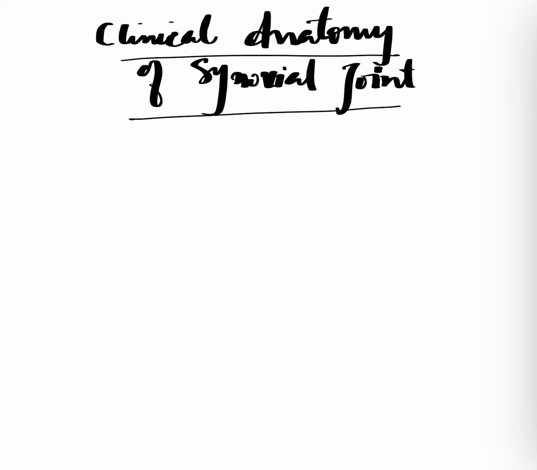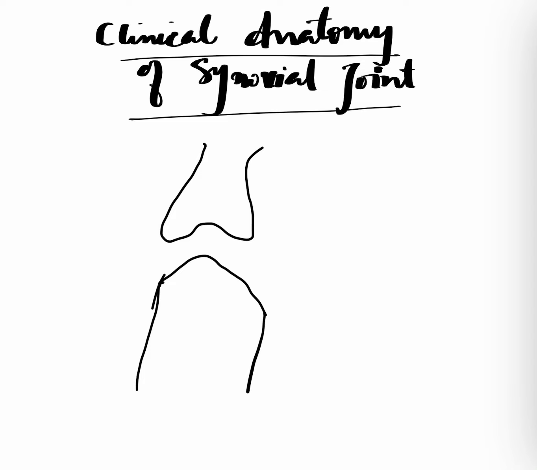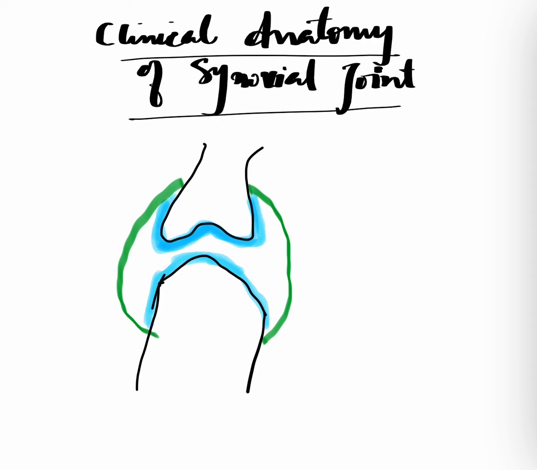So, a synovial joint comprises two bony endings like this, covered by articular cartilage at both ends to prevent rubbing friction against the bony elements. This is the articular cartilage covering the bony ends. And the overall joint is enclosed by a capsule known as the joint capsule.